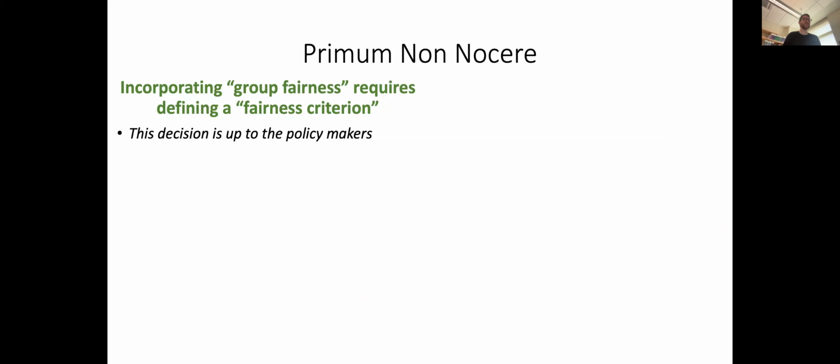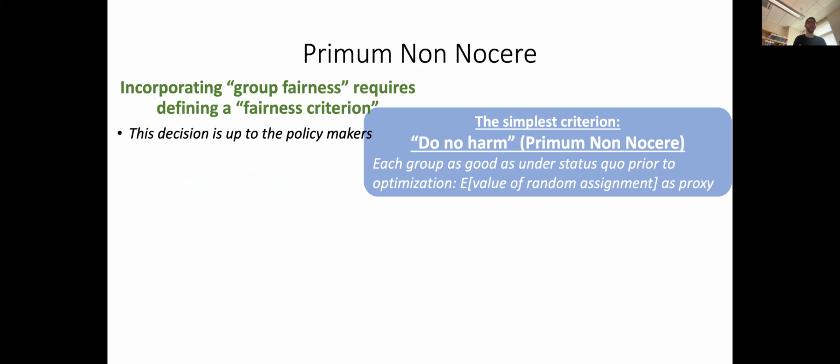Now, there are different ways in which one could incorporate fairness. In order to do so, one needs to define some fairness criterion. And again, we don't really want to set the fairness criterion because we think that should be done by policymakers who actually study ethics. One simple criterion would be motivated by the idea of do no harm. If you think, for example, about medical interventions, each group should be as good under the optimization on average as they would be under the status quo prior to optimization on average.